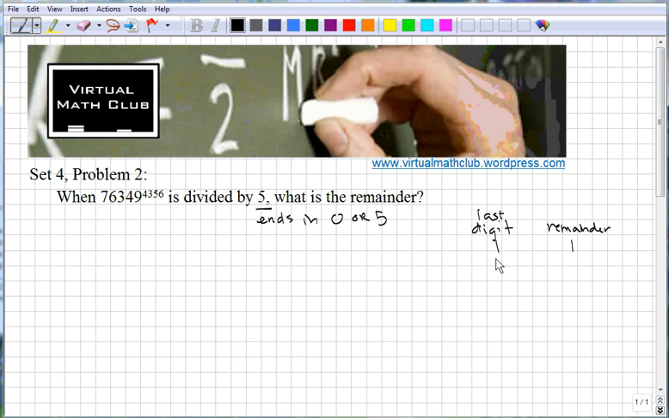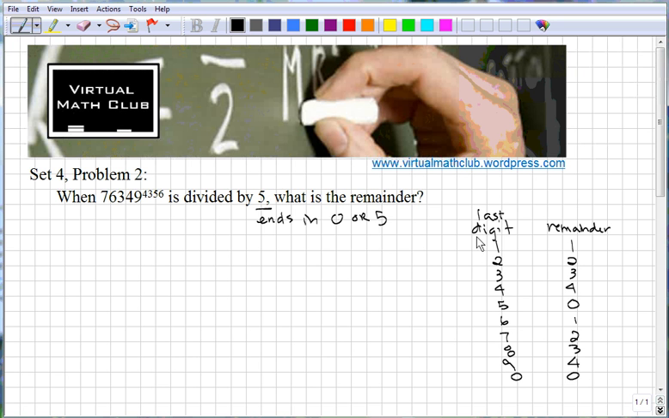If the last digit is 2, the remainder will be 2. If the last digit is 3, the remainder will be 3. If the last digit is 4, the remainder is 4. If the last digit is 5, that's a multiple of 5, so the remainder is 0. If the last digit is 6, the remainder is 1. If the last digit is 7, the remainder is 2, and so on. 9, the remainder is 4. And if the last digit is 0, the remainder is 0, right? Okay? So that will help you.